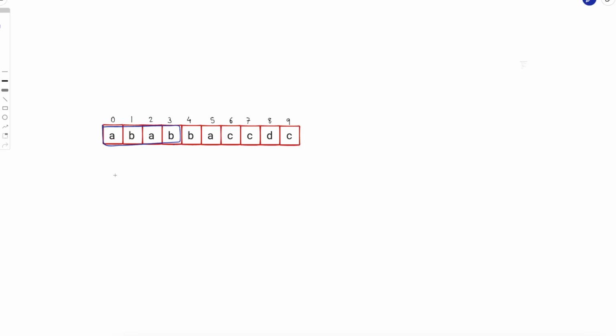Note that we are only considering the substrings which start at 0 because we want to find out what the different possible first substrings are, right? So let's say you figure out that okay, this is one of the first substrings I will have.